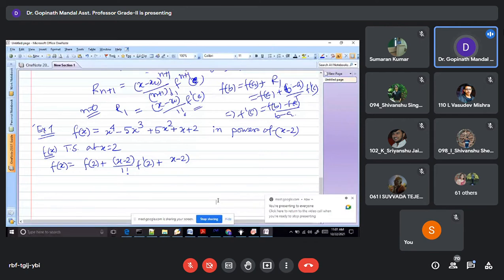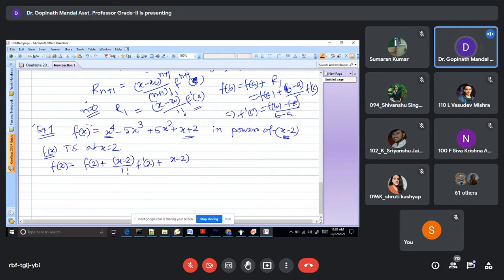Now the screen is visible. Okay. So we have to expand f of x equal to x to the power 4 minus 5x cube plus 5x square plus x plus 2 in the power of x minus 2. That is, f of x has to be expanded by Taylor series at the point x equal to 2.